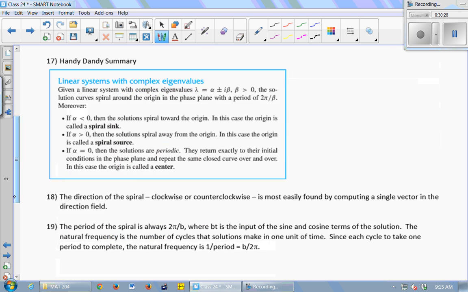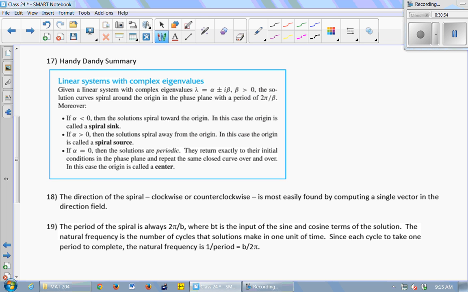So here's a summary. Linear system with complex eigenvalues. When the real part of the eigenvalue is negative, you get a spiral sink. When the real part is positive, you get a spiral source. If the real part is 0, you get a center. Yeah, concentric circles, yep.